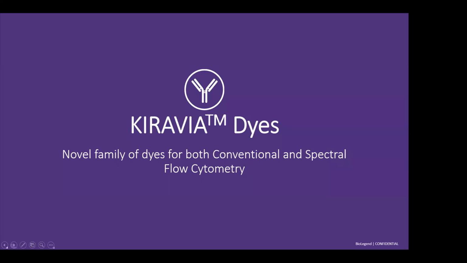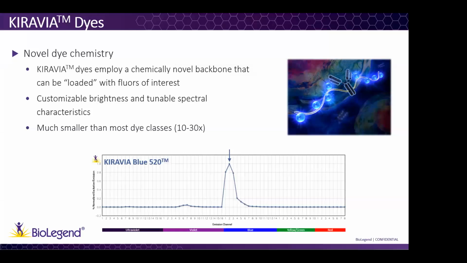And then lastly, we have our KIRAVIA dyes. So it's a novel fluor family, and it's now for both conventional and spectral flow cytometry. So KIRAVIA dyes employ a chemically novel backbone that can be loaded with different fluors. And that, of course, makes it really tunable because you can load whatever you want, basically. And it's smaller than most of the dyes, 10 to 13 times smaller.